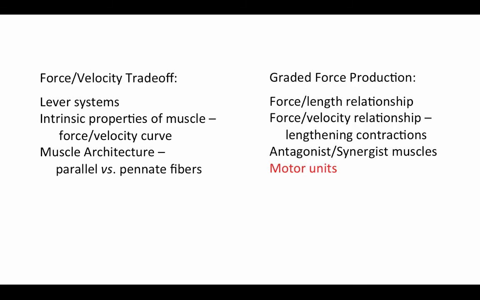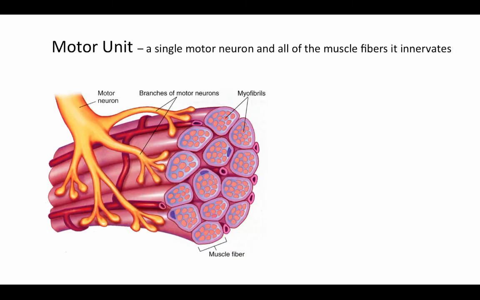Another way you can get greater or lesser force in movements is by recruiting a larger or smaller number of motor units. So what is a motor unit? A motor unit is defined as a single motor neuron and all of the muscle fibers it innervates. So remember, the single motor neuron is going to either send a full signal or no signal at all. All of these muscle fibers are going to, when they get the signal, contract maximally.